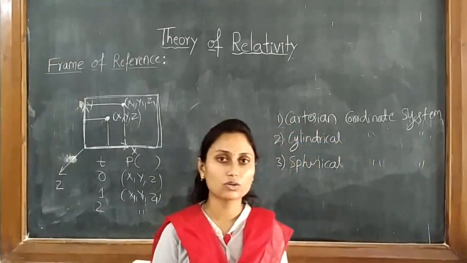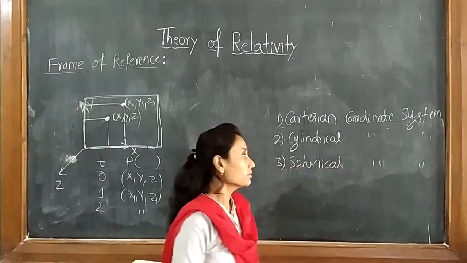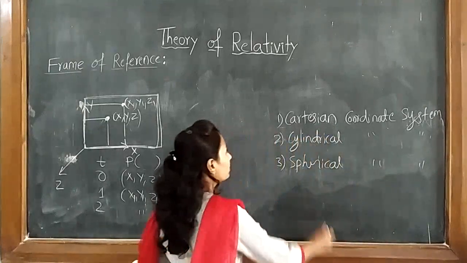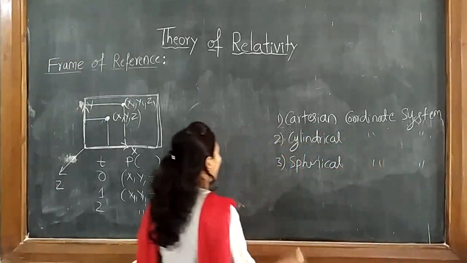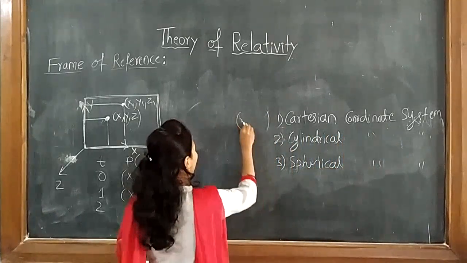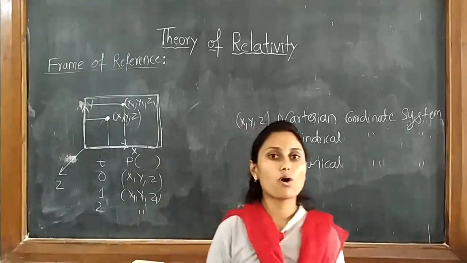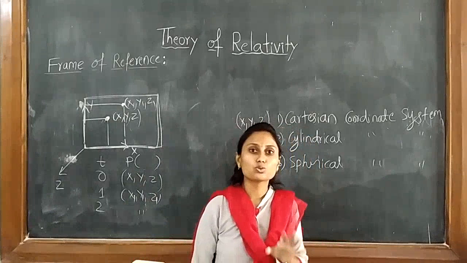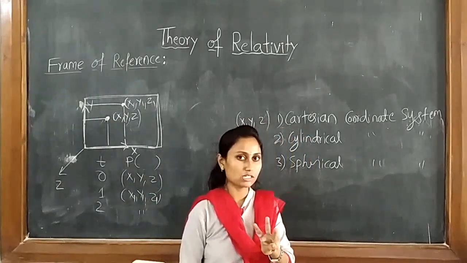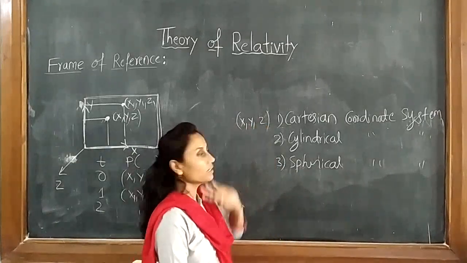First one is a Cartesian coordinate system, second one is a cylindrical coordinate system, and the third one is nothing but a spherical coordinate system. In Cartesian coordinate system, the three-dimensional space, we will take it as x, y, z. Means Cartesian coordinate system is used to define the position of an object in three-dimensional space by using three coordinates that are nothing but x, y, and z.